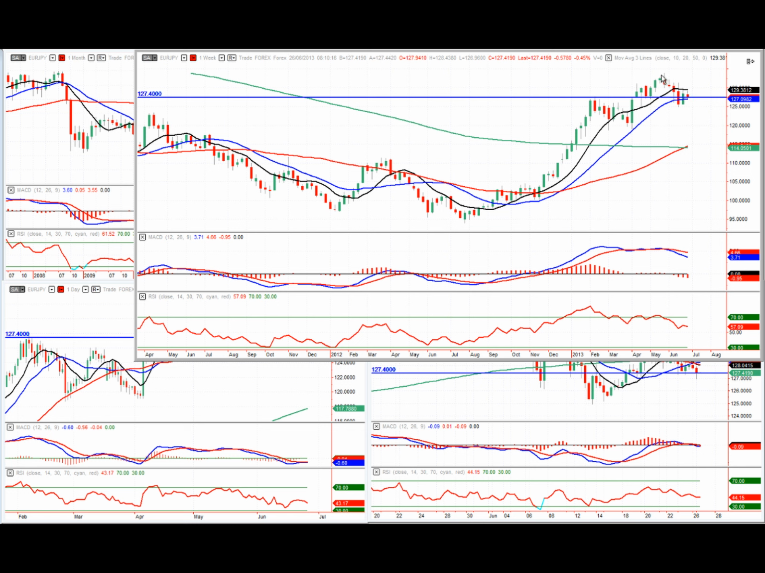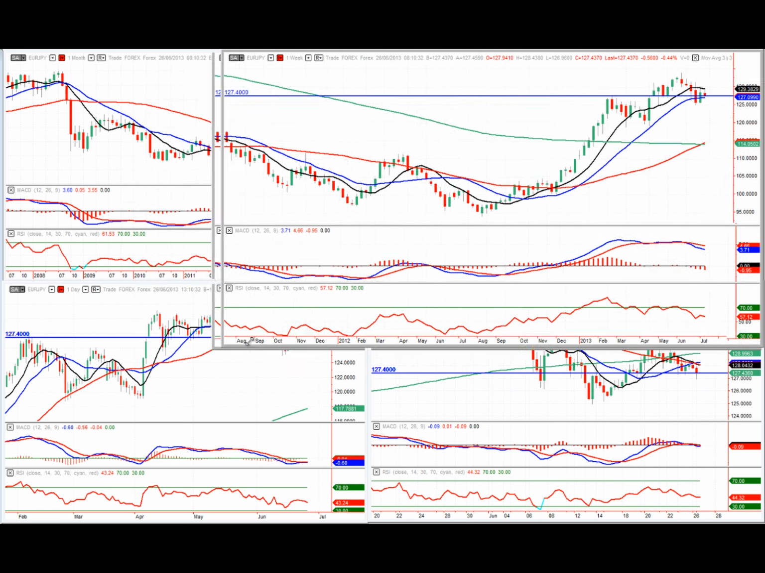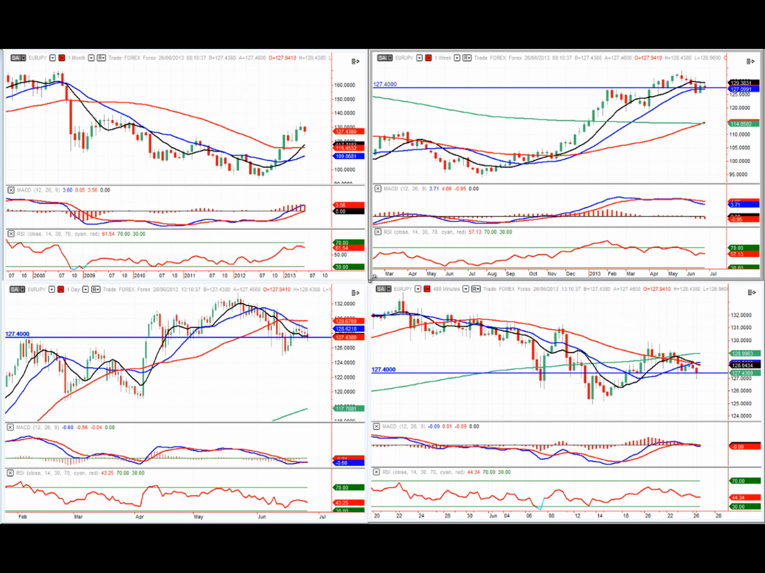From this high, as price made new highs, we didn't continue to make new highs on the indicators, indicating that there was less buying momentum in the market here than there was back at this point here, indicating that we're due for a bit of a pullback, and that's exactly what started to happen here in price.